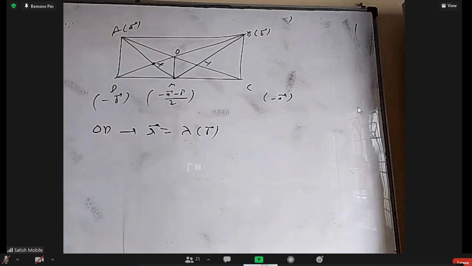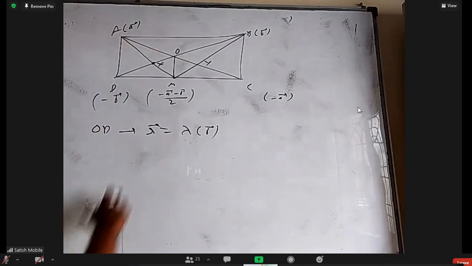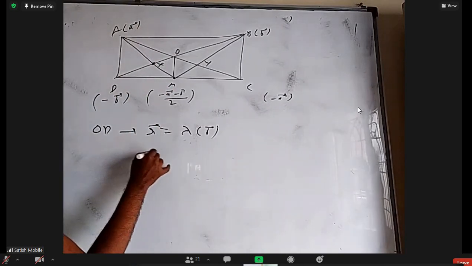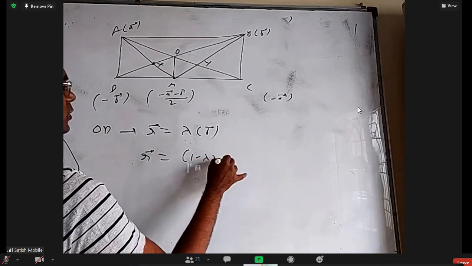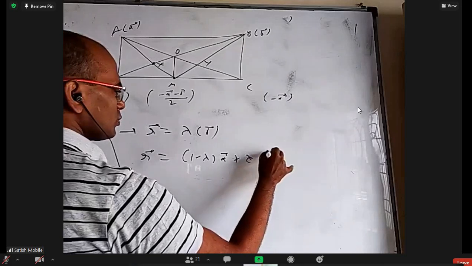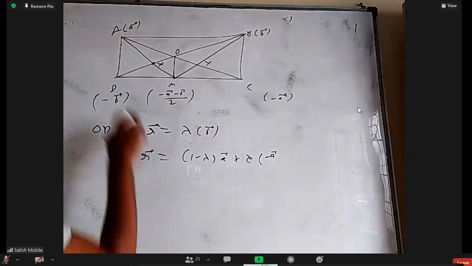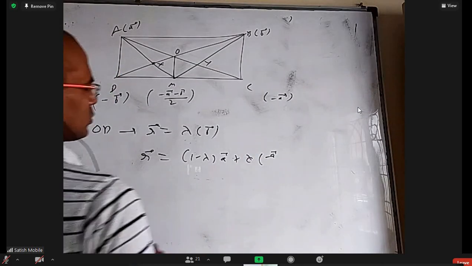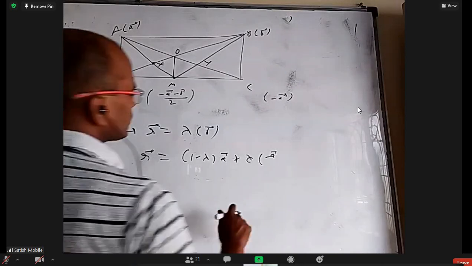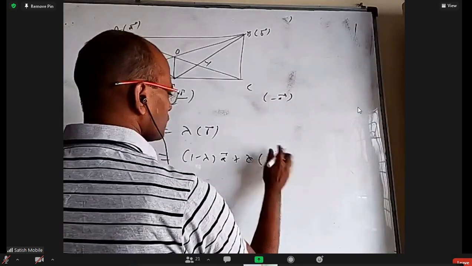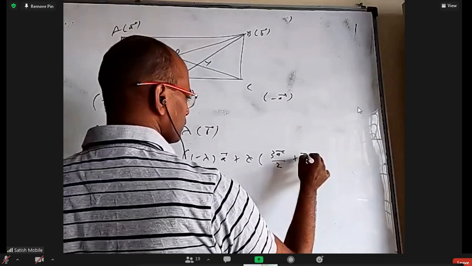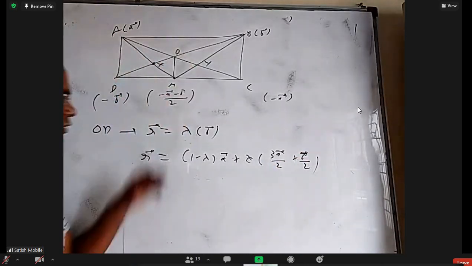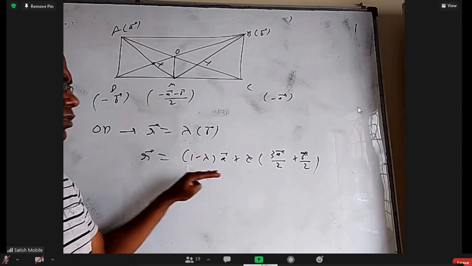And what's the equation of this? Two points. So R bar equal to 1 minus lambda into A bar plus lambda into, I will take the difference of these two, that is 3A bar by 2 plus B bar by 2. But if you try to solve this, A bar should not be there.